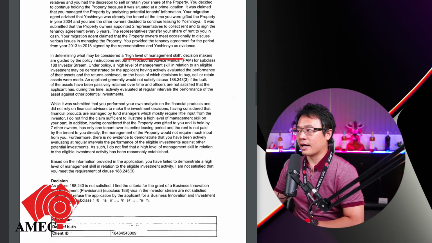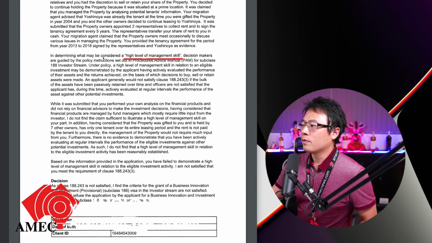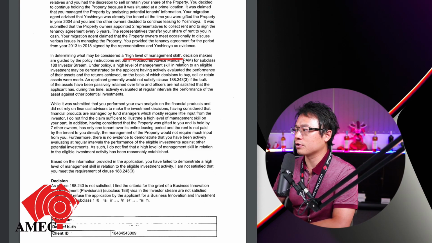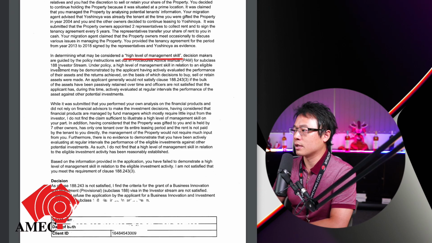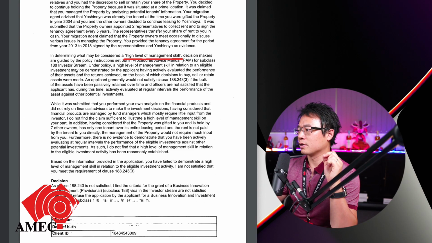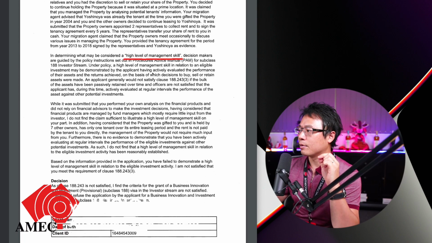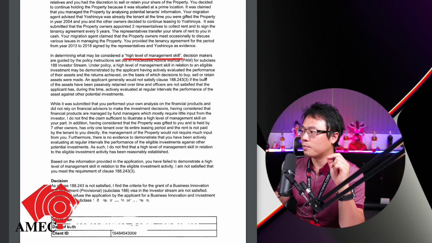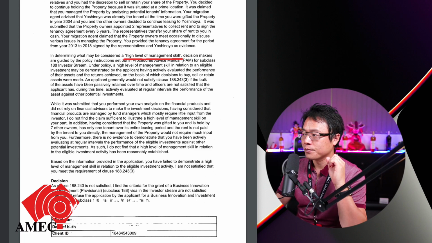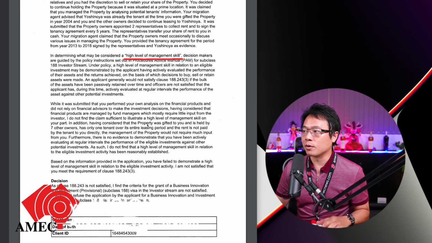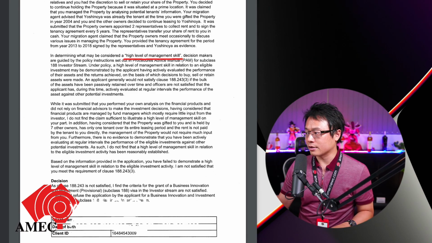So look at this with my highlighting. In determining what may be considered high-level management skill, decision makers are guided by policy instruction from the subclass 188 investor stream. Under the policy, a high-level management skill in relation to eligible investment may be demonstrated by the applicant having actively evaluated the performance of the assets and the return achieved, on the basis of which a decision to buy, sell, or retain the assets was made. Ooh, there's a lot. Now, I'm not going to go through the detail of what the decision maker and the policy are going on about, but what actually went wrong?